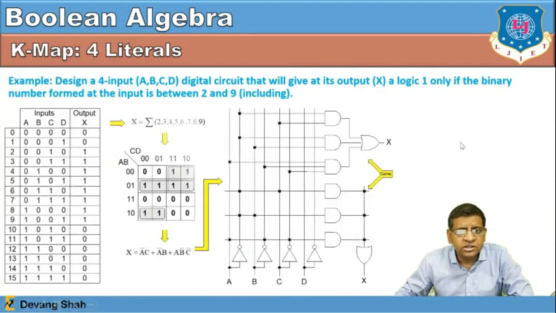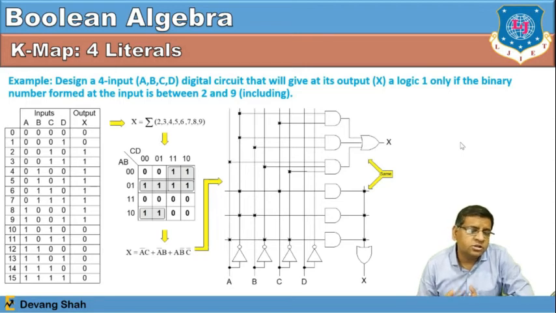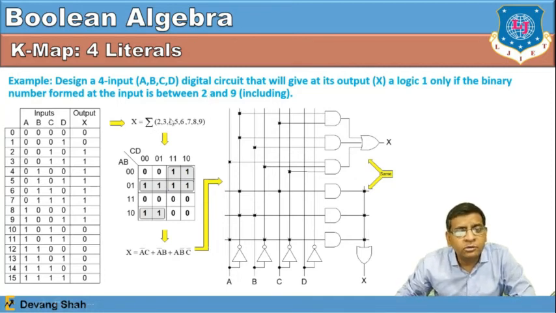Now you can check one of the important examples, where you have to design a 4 input A B C D digital circuit that will give the output X, having logic 1 only if the binary number formed at the input is between 2 to 9. So this is very interesting. If the binary number is from 2 to 9, all corresponding outputs are 1, right? So from that you can write your SOP form, or min term form, as 2, 3, 4, 5, 6, 7, 8, 9. That means all have the value of 1.